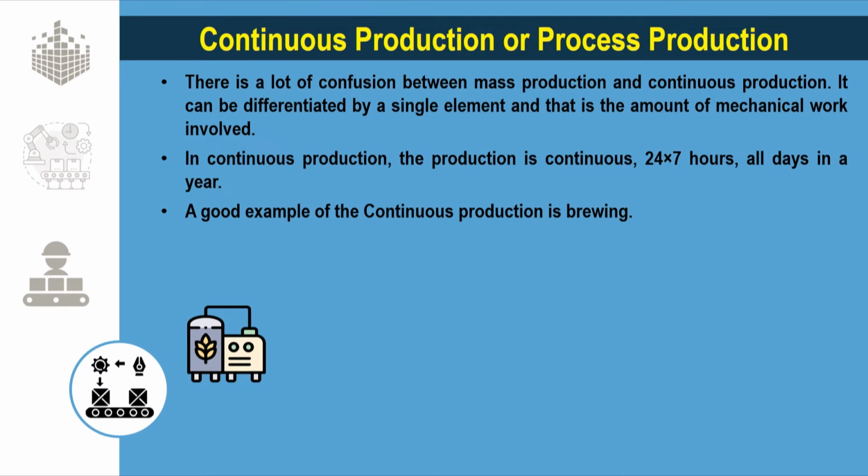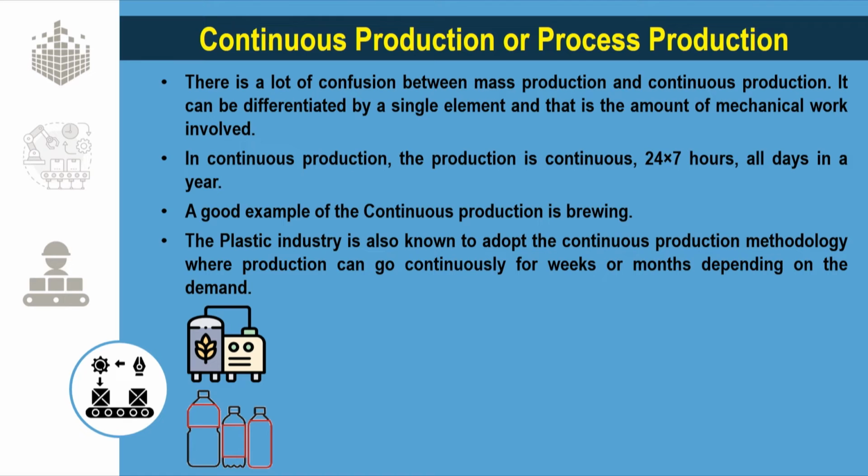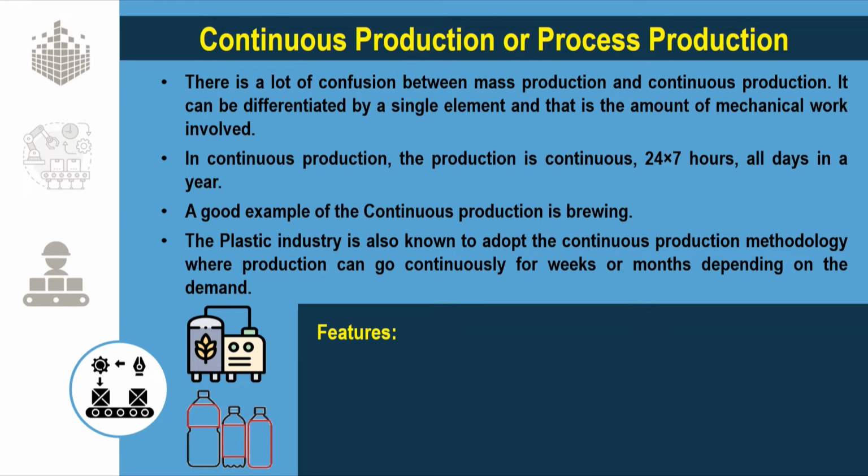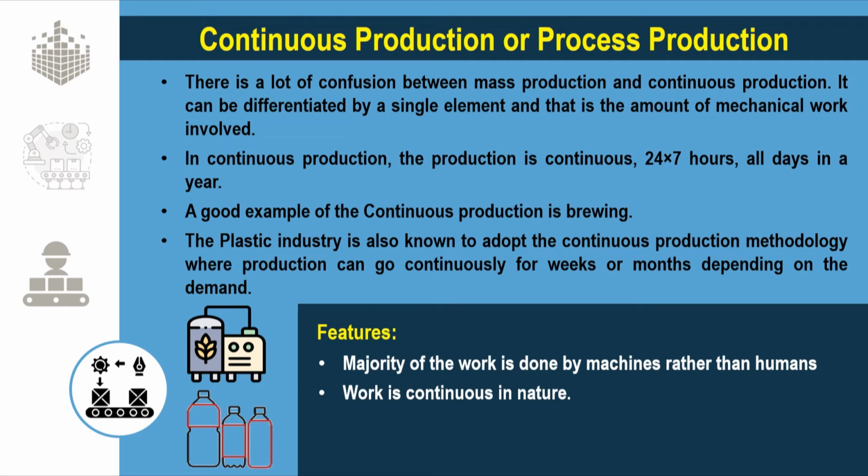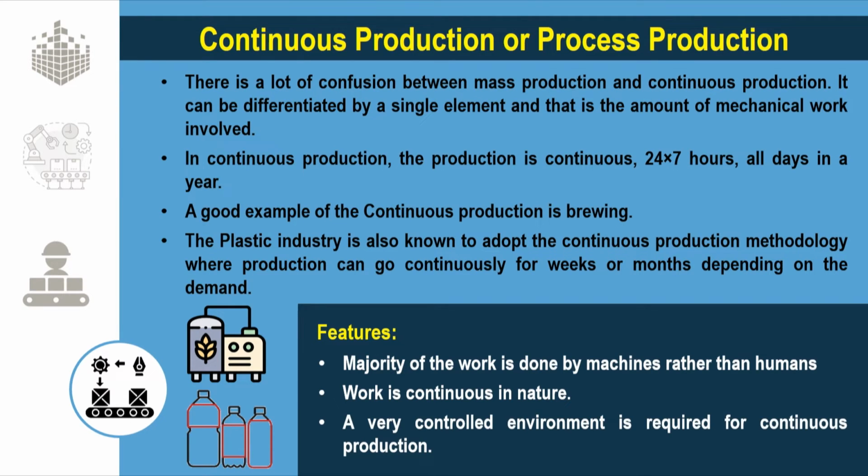A good example of continuous production is brewing. The plastic industry is also known to adopt the continuous production methodology, where the production can go continuously for weeks or months depending upon the demand. The features of continuous production are: majority of the work is done by the machines rather than by humans. The work is continuous in nature, that means once the production starts, it cannot be stopped, otherwise it will cause huge losses. A very controlled environment is required for continuous production.